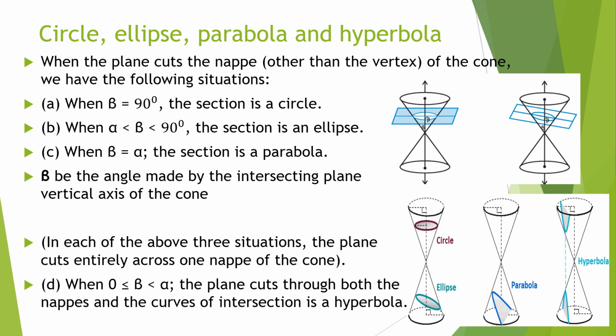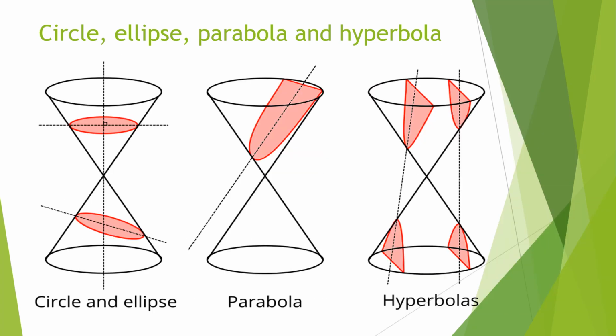Suppose beta is less than 90 degrees, beta is between alpha and 90 degrees, then the section is an ellipse. If beta and alpha are the same, then the section cut out will be a parabola. Now, the last case is when beta is less than alpha, beta is between 0 and alpha, then the plane cuts through both the naps of the cone and the curves of intersection will generate a hyperbola.